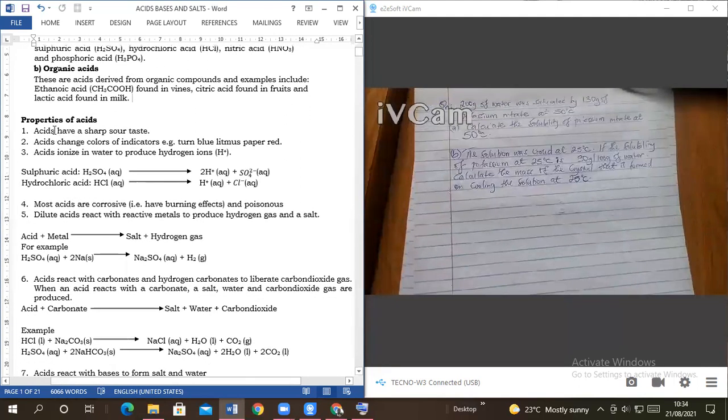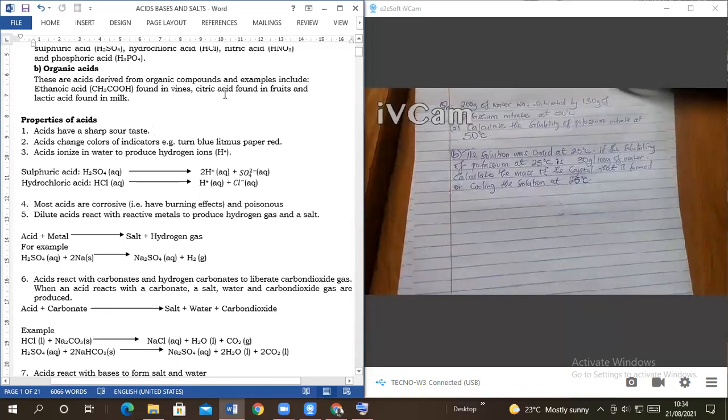So basic properties of these acids: if you taste or eat a mango, you get that sharp sour taste. That is the property of the acid. That is citric acid in it. All acids taste like that. Even these other ones, they taste like that. So acids change colors of indicators. For example, it turns blue litmus paper red.